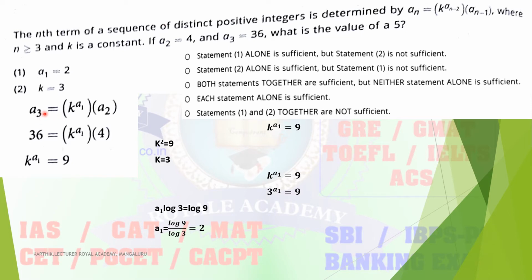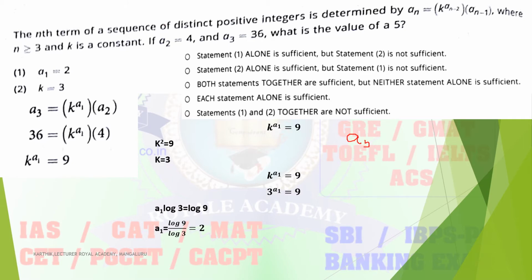So in order to determine the value of a5, what data is given? k as well as a1. From the first statement you can determine the value of k. In the first statement, a1 is given, so you can easily determine the value of k, which is 3. Once you determine the value of k as well as a1, you can easily determine the value of a5.